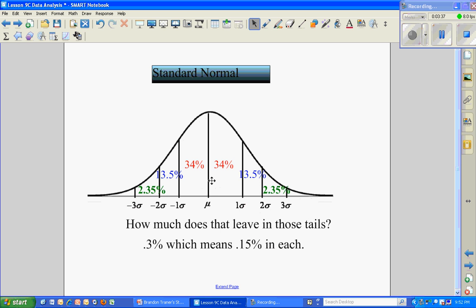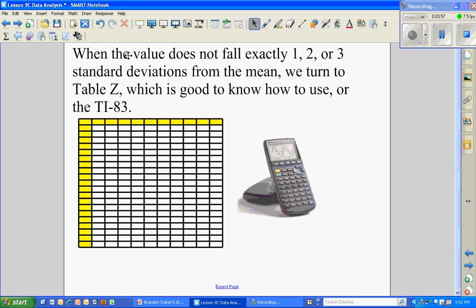Okay, so if you broke that down from the mean, it's 34, 13.5, and 2.35 on each side. So how much does that leave in the tails? 0.3%, which you have to split between each tail, gives you 0.15% on each side. So when the value doesn't fall exactly 1, 2, or 3 standard deviations from the mean, that's when you have to use your z-table, which the SOL is going to provide for you, an actual z-table, or it's just as easy to use your graphing calculator.